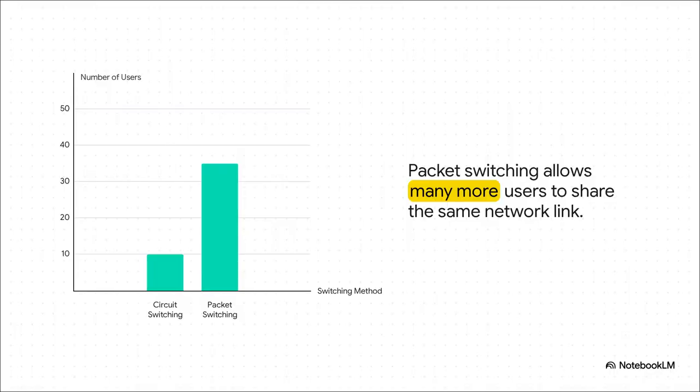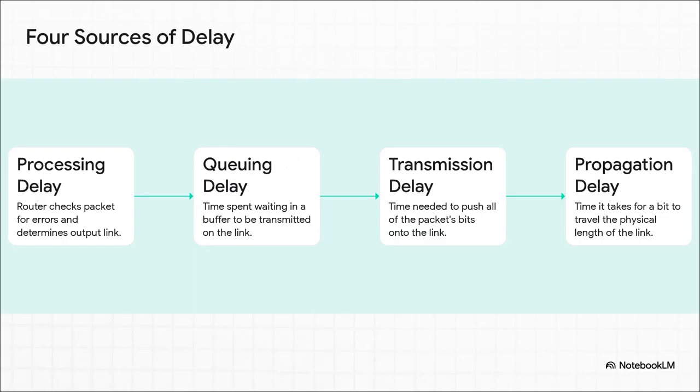On a single network link, a circuit switch system might only be able to handle, say, 10 users. But with packet switching, that very same link can support more than 3 times as many people. This isn't just a small tweak. This efficiency is the fundamental reason the internet was able to grow from a tiny research project into a global system connecting billions. So if it's so efficient, why do we still get that dreaded lag?